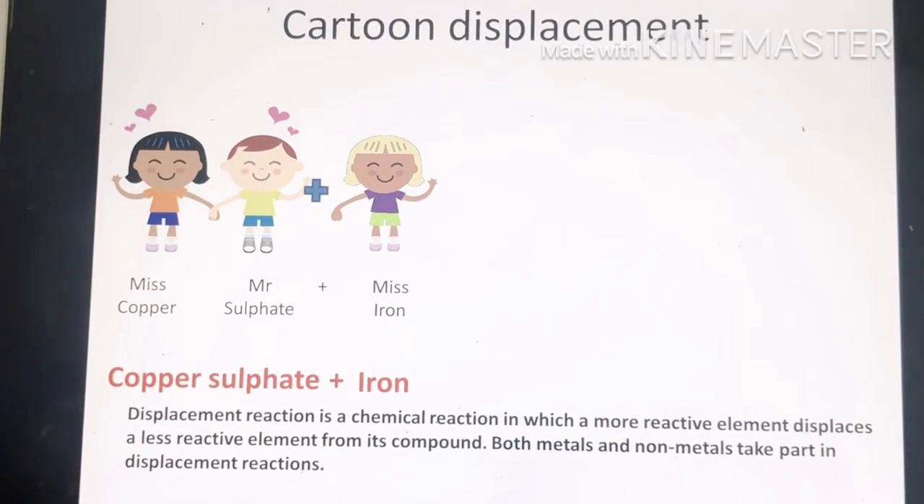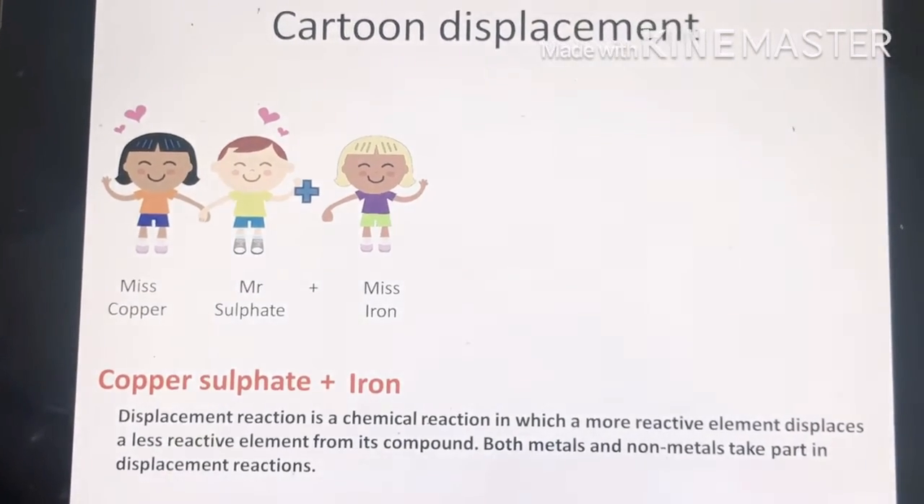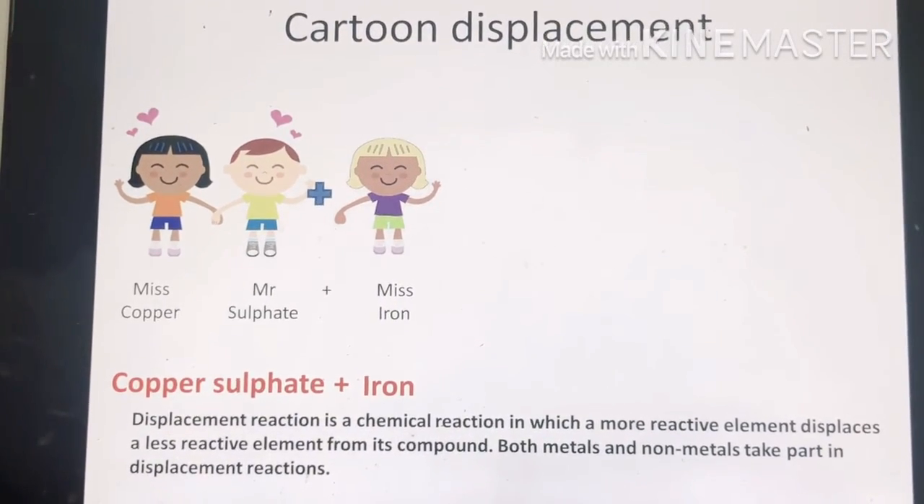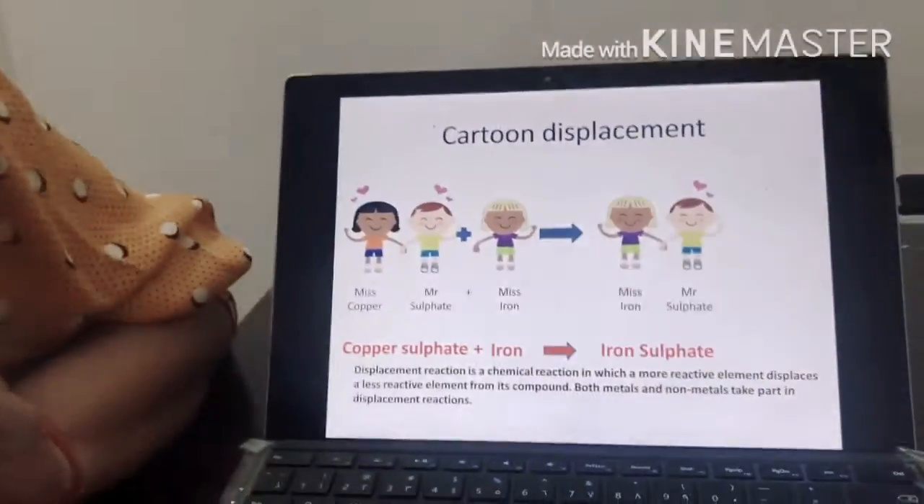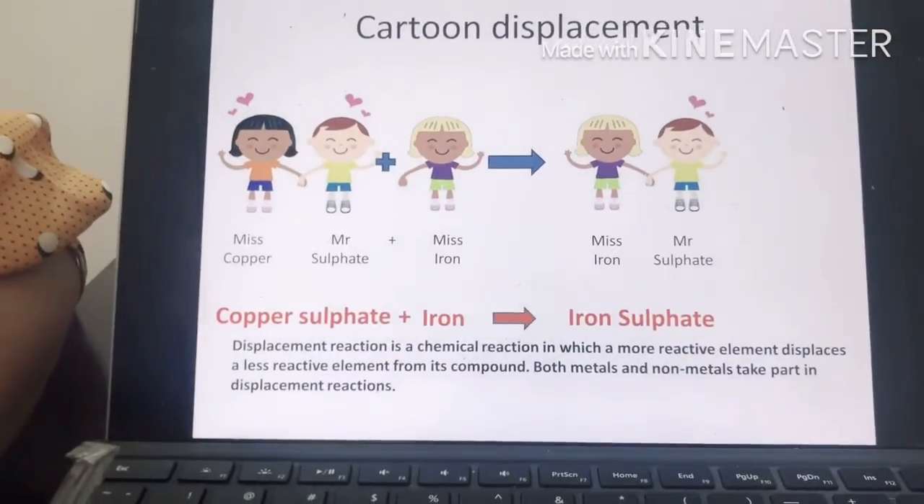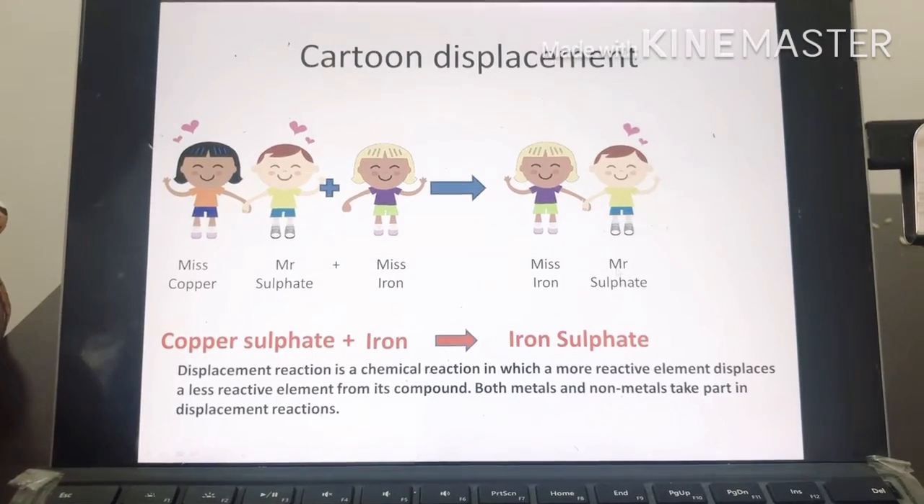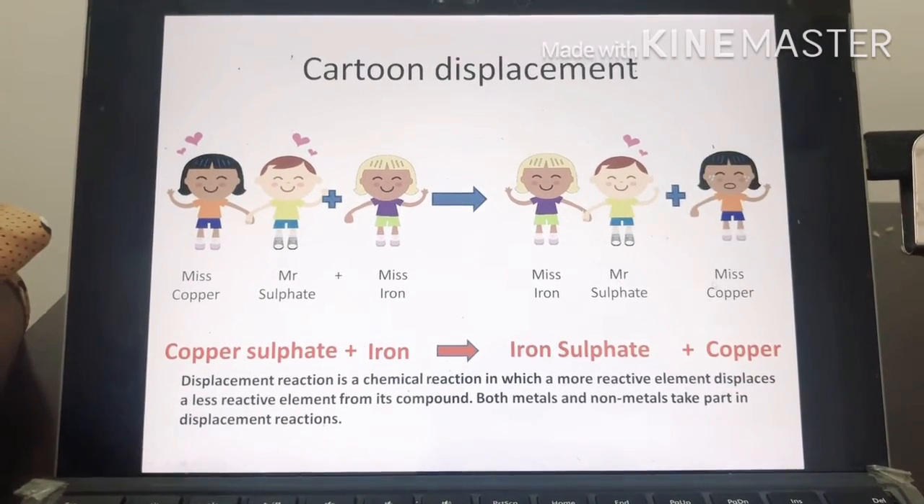So what is going to happen when you put iron nail in copper sulfate solution? What are you going to observe? What is going to happen? So don't worry, look at here. Now we can see what has happened here. Now we have Miss Iron and Mr. Sulfate together, leaving Miss Copper behind.